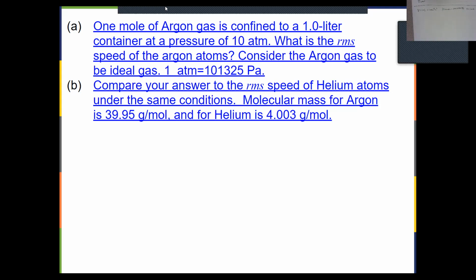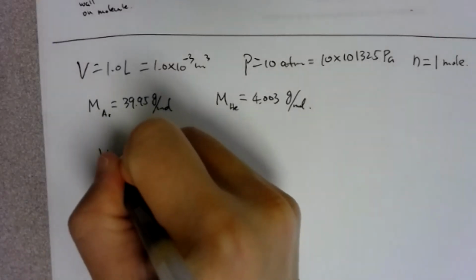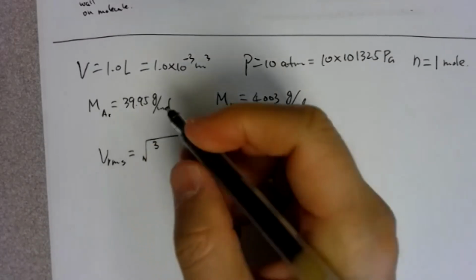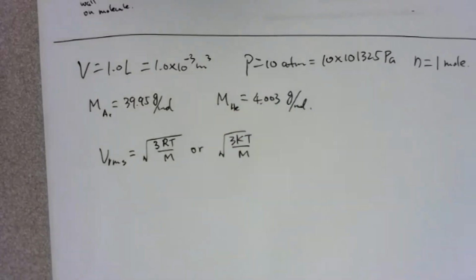What else do we have? We have the molar mass for argon, M of Ar, that is 39.95 grams per mole. The molar mass for helium, He, is 4.003 grams per mole. In A, we are looking for the RMS speed. If you go one slide back, v RMS is equal to the square root of, there are two expressions you can pick, 3RT over the molar mass, or the square root of 3kT over the small m.